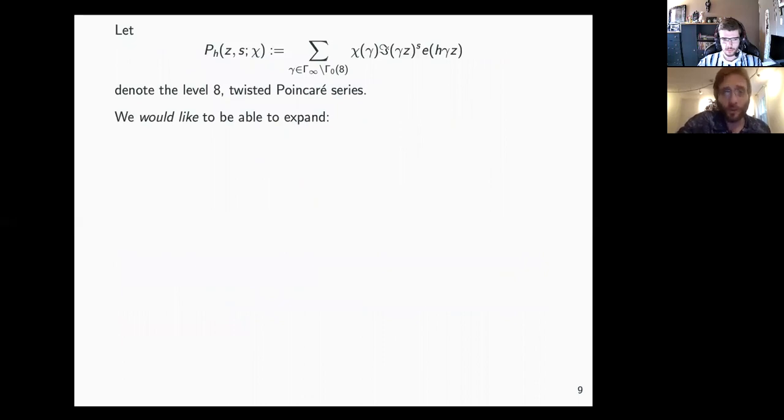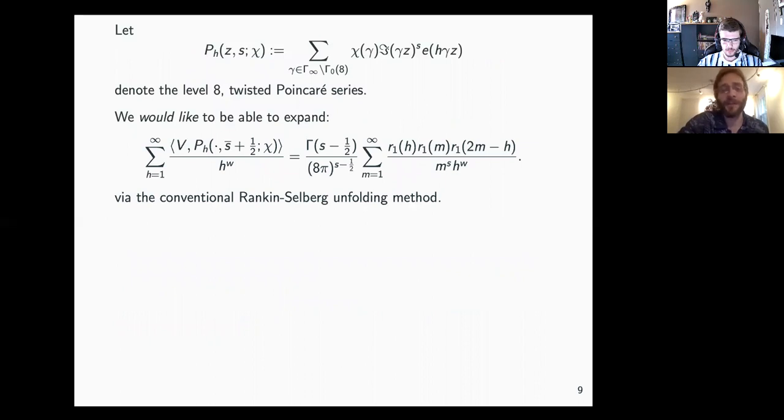So consider a Poincaré series that is given by basically averaging over the imaginary part times an additive character with a particular chi. This is the level 8 twisted Poincaré series. We would like to take the inner product of this Poincaré series against our V previously defined. By unfolding using the Rankin-Selberg unfolding method, we are able to actually get our, there's some mistakes here. This should be gamma of S and this should be S, but morally this is the right thing.